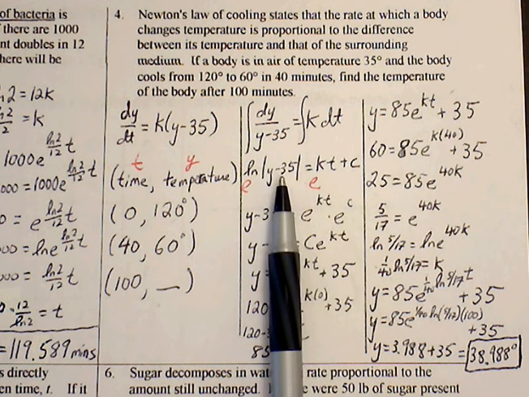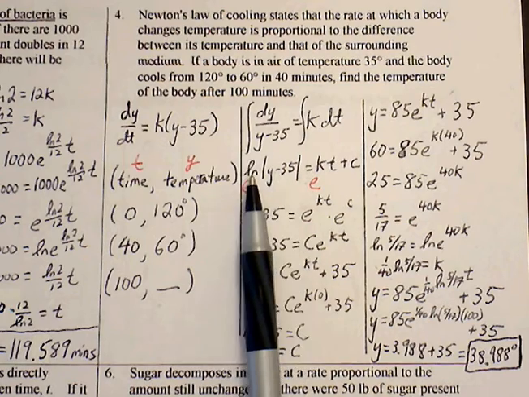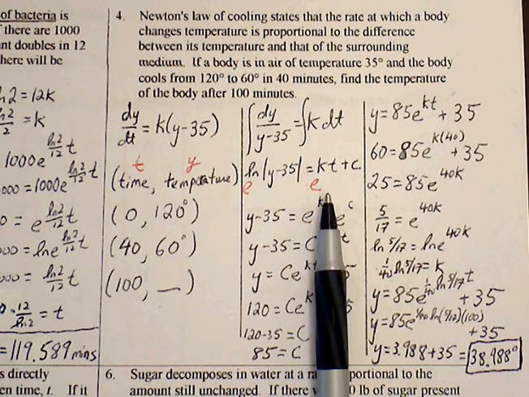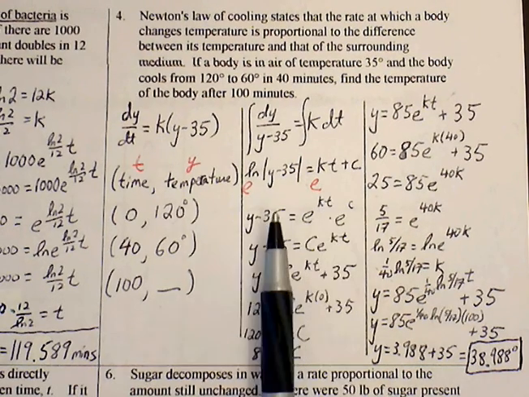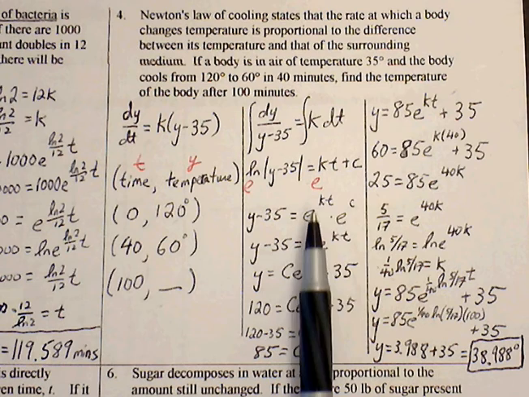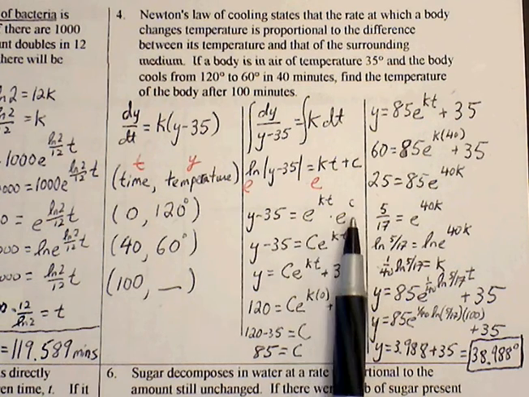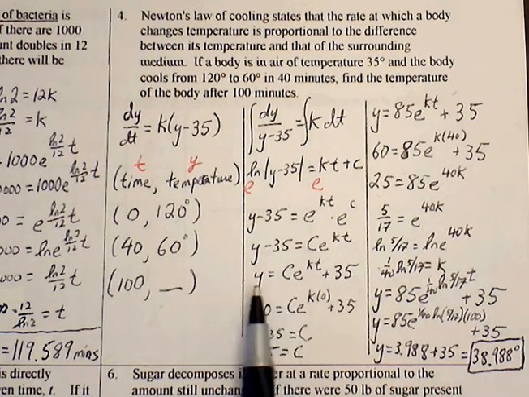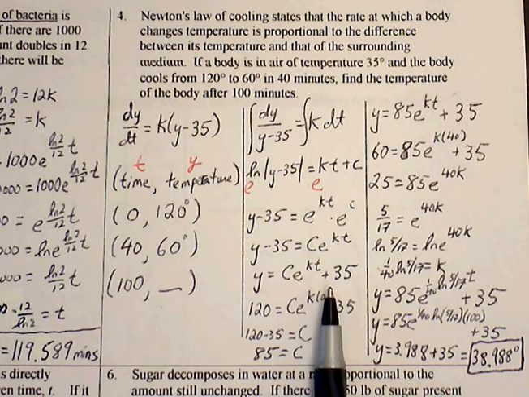We want to get to this y minus 35, but it's stuck inside natural log, so we raise both sides with base e. So we have y minus 35 is equal to e to the kt times e to the c. E to the c is a constant. We can pull this in front. So now we have our general solution.